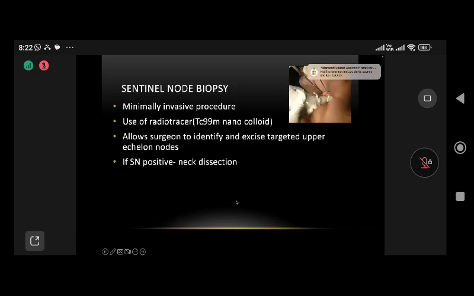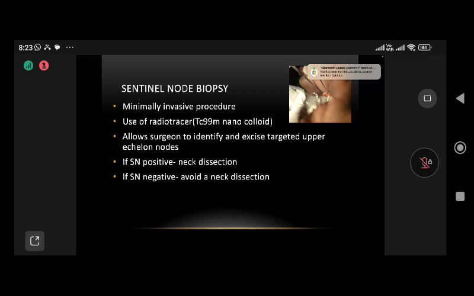Now, let me tell you a little bit about the other modality that we can use for a N0 neck, and that's called a sentinel node biopsy. Now, a sentinel node biopsy is a minimally invasive procedure where you use a radio tracer, that is technetium 99 nanocolloid. This is injected into the primary tumor, and this allows the surgeon to identify and excise targeted upper echelon nodes. If during surgery or postoperatively the sentinel node is positive, then you do a neck dissection.